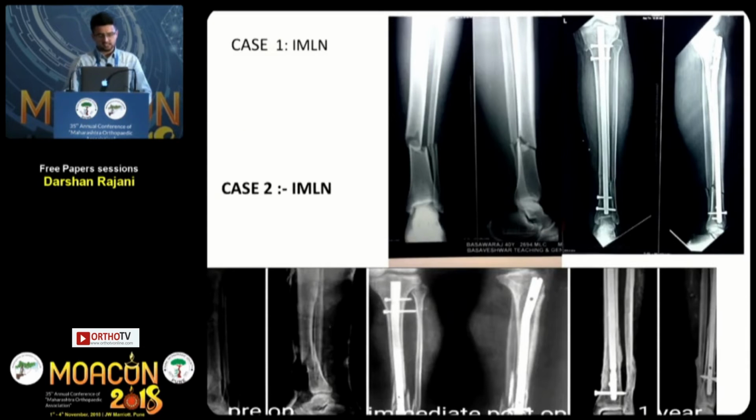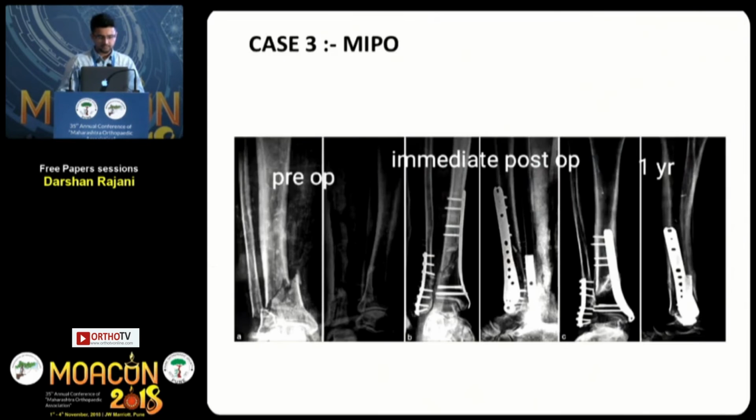These are the cases where we have fixed the fractures. The first and the second one are where we have used intramedullary nails. This is where we have also fixed the fibula along with the tibia with the plating technique.